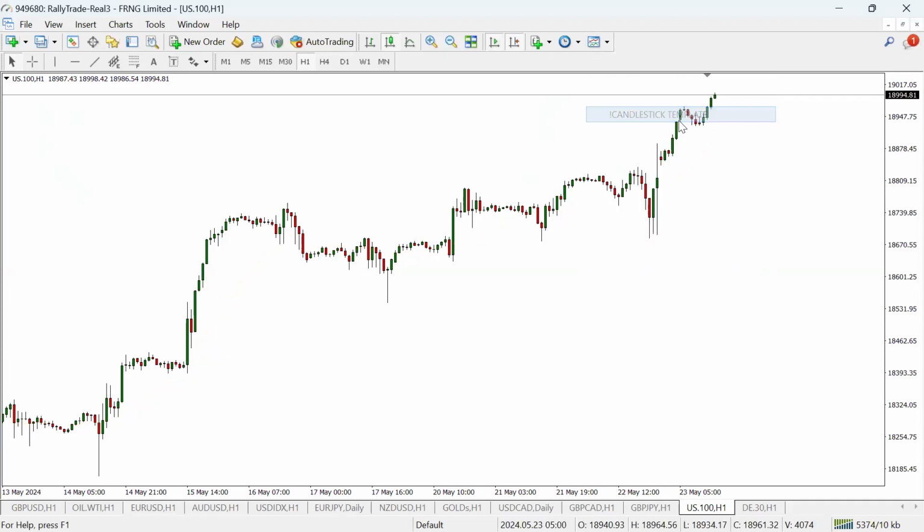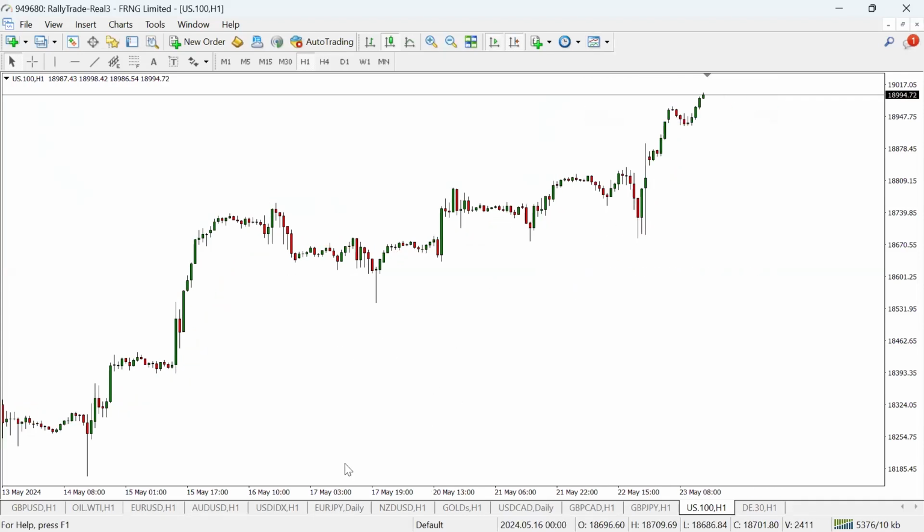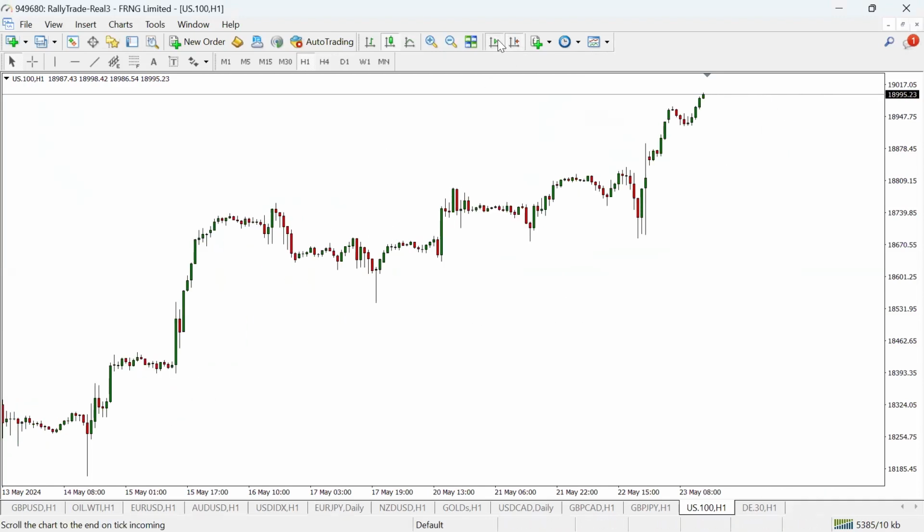So the first strategy I'm going to be teaching us is price action. Now, like I said, for you to identify an uptrend in the market, you see new highs being created in the market. I'm going to identify that for us right away.